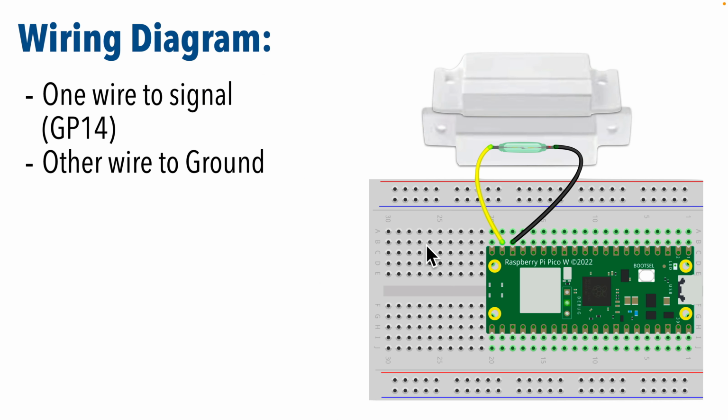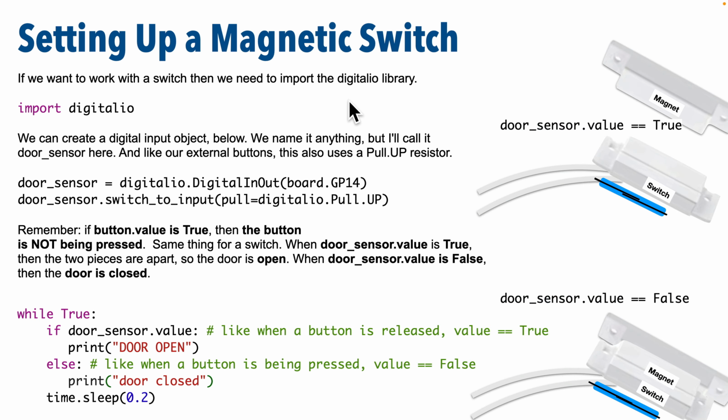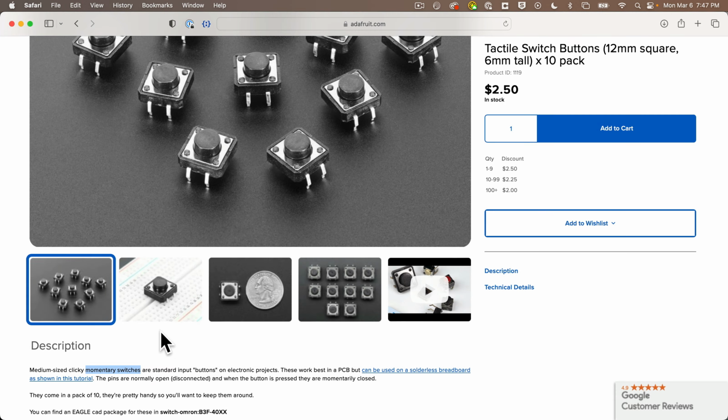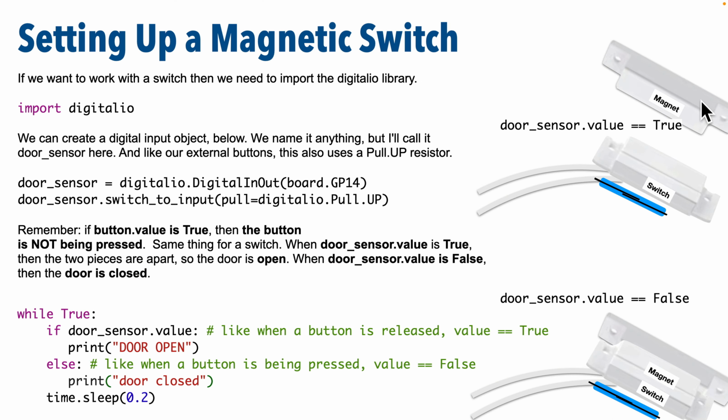Now you'll wire a door switch up just like a button. So you can choose a signal pin. I'm going to use GP14 and a ground pin. And again, no polarity, so just make sure one wire goes to signal and the other goes to ground. And not only do you wire it up like a button, but you also program it exactly like a button. Now you might recall we refer to buttons as sometimes being called momentary switch buttons. Well, this is a switch, so we use the same code.